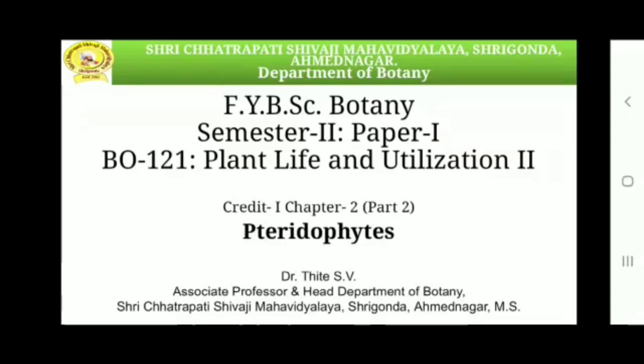Good morning everybody. Today we are going to start chapter number 2 part 2, that is outline classification of pteridophytes. The classification of pteridophytes is given by Sporne in 1976.